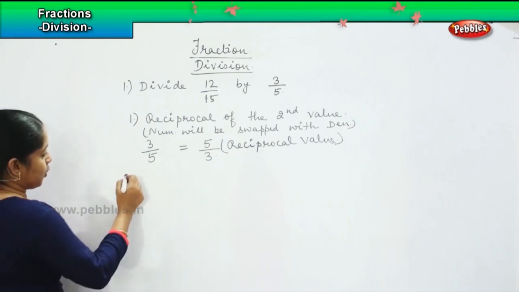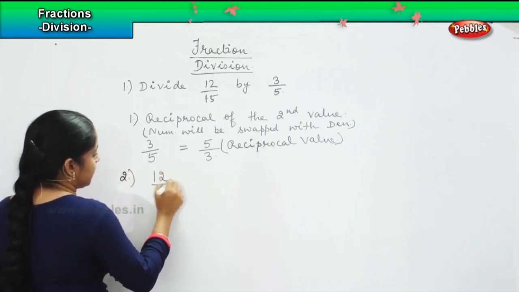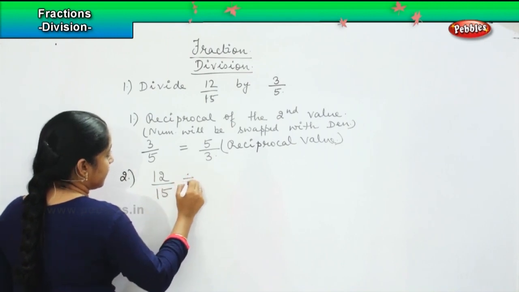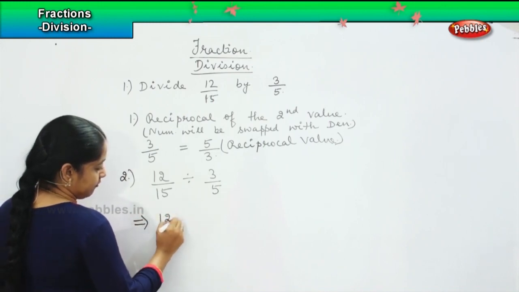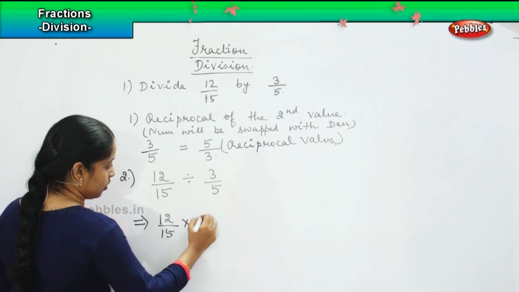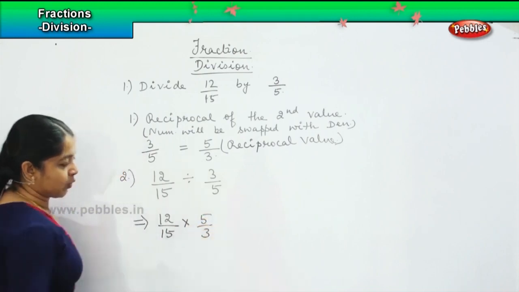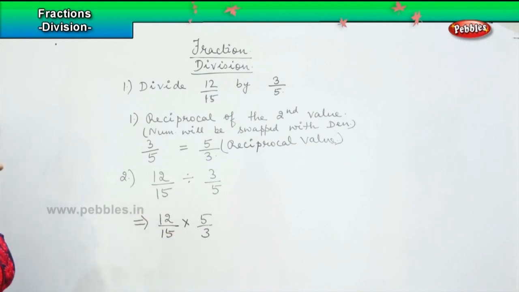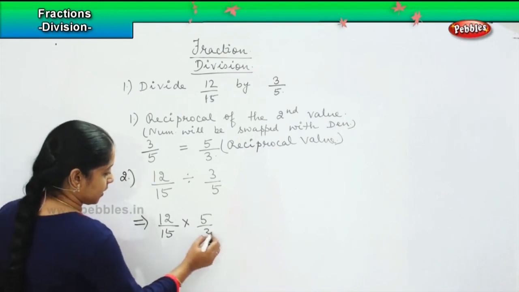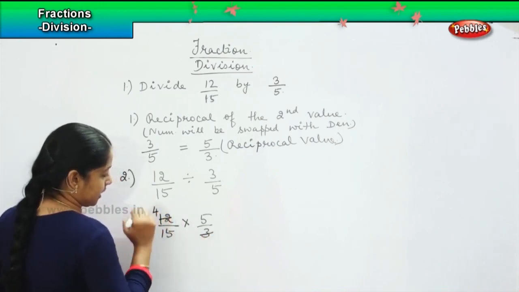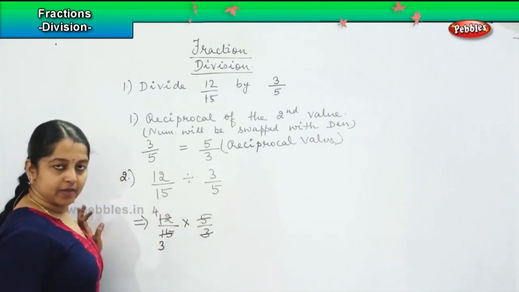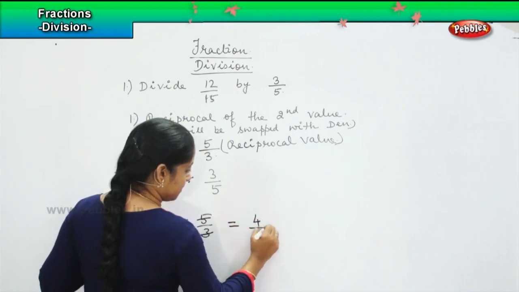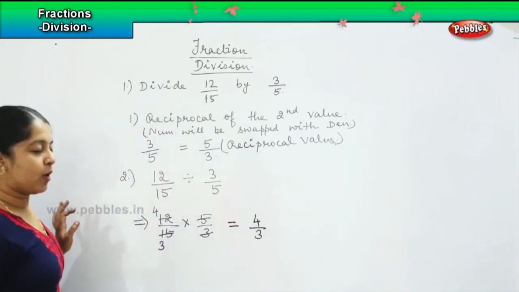Okay. The second step what I will do is I will write 12 by 15 divided by 3 by 5, which can be written as 12 by 15 into 5 by 3. Why? Because I have reciprocated the value. Now, is it easy for me to simplify? Because the numbers are getting divisible, right? So, here this 3 will be divisible 4 times with 12 and this 5 will be divisible 3 times, right? So, this becomes 4 by 3, which is my improper fraction.